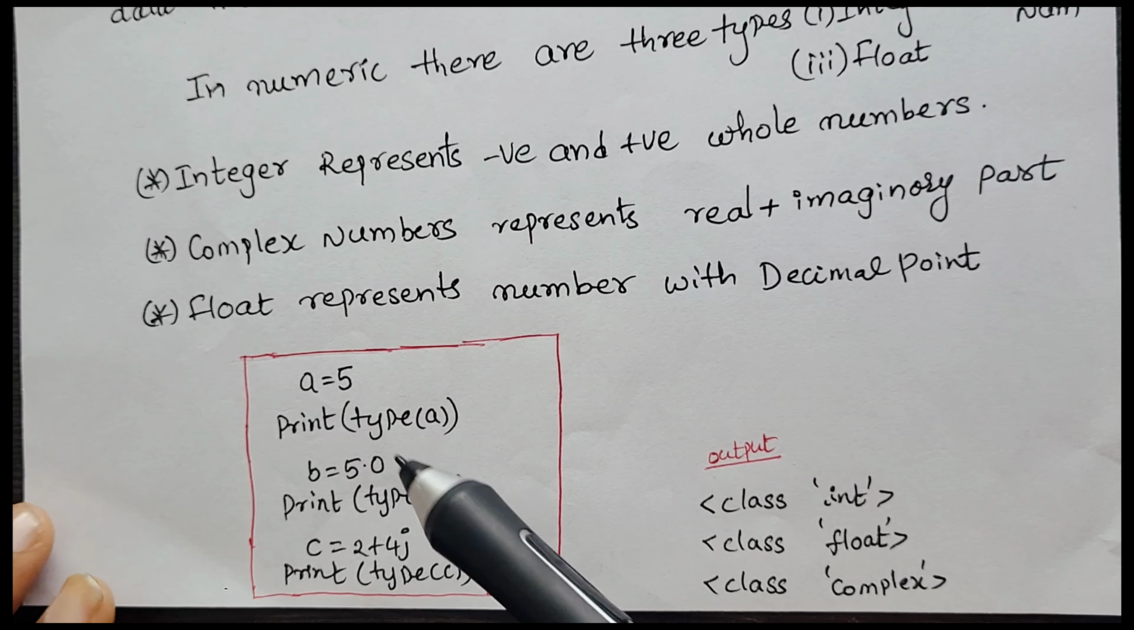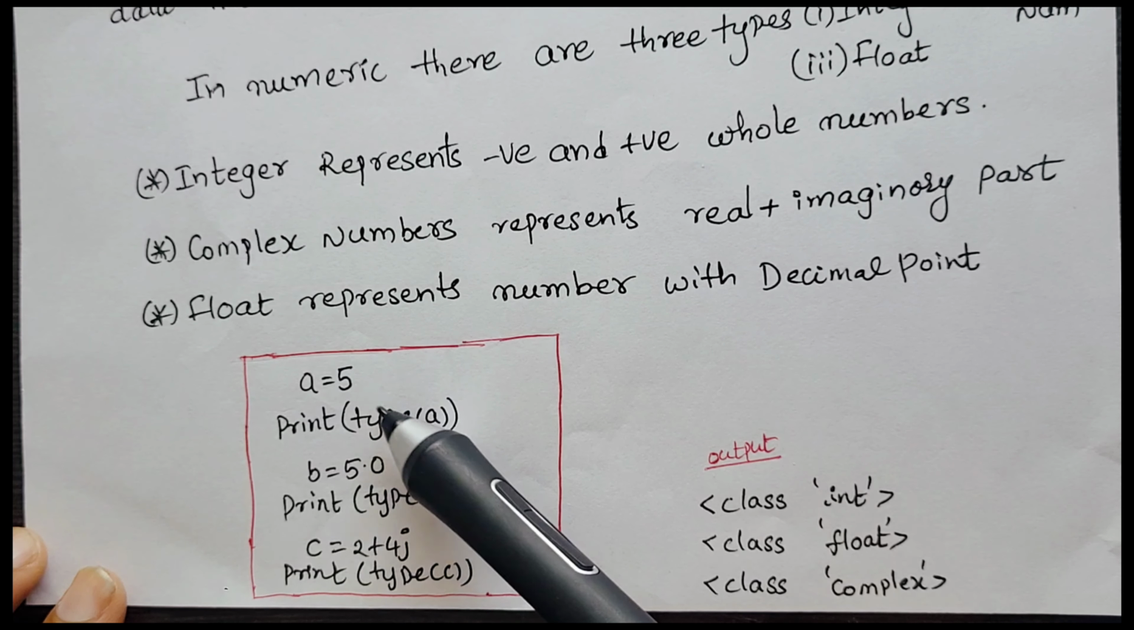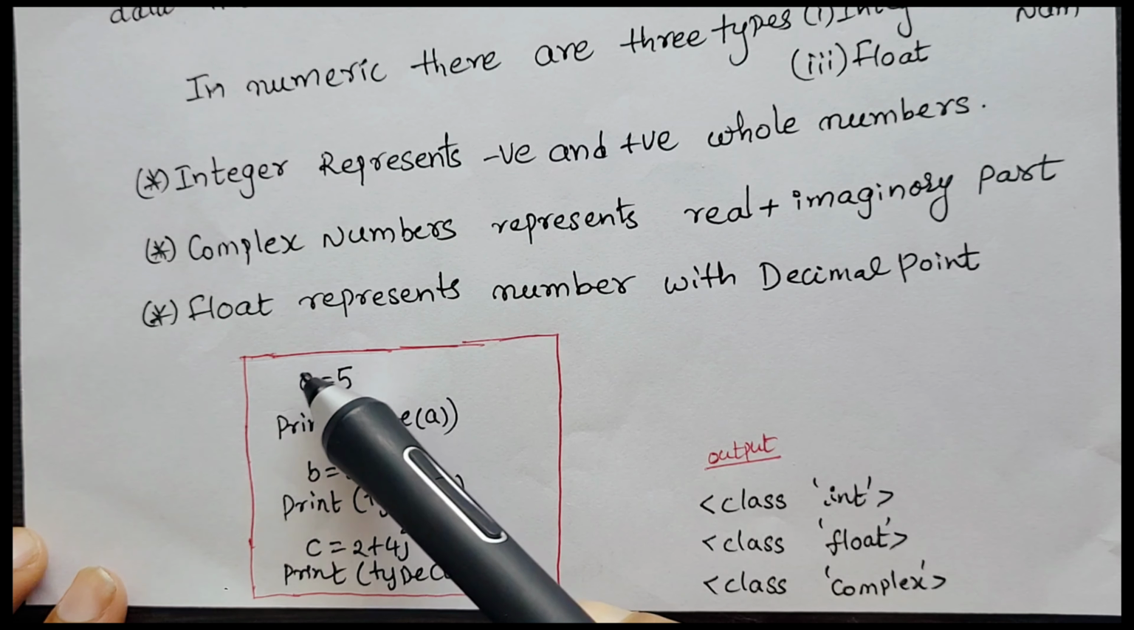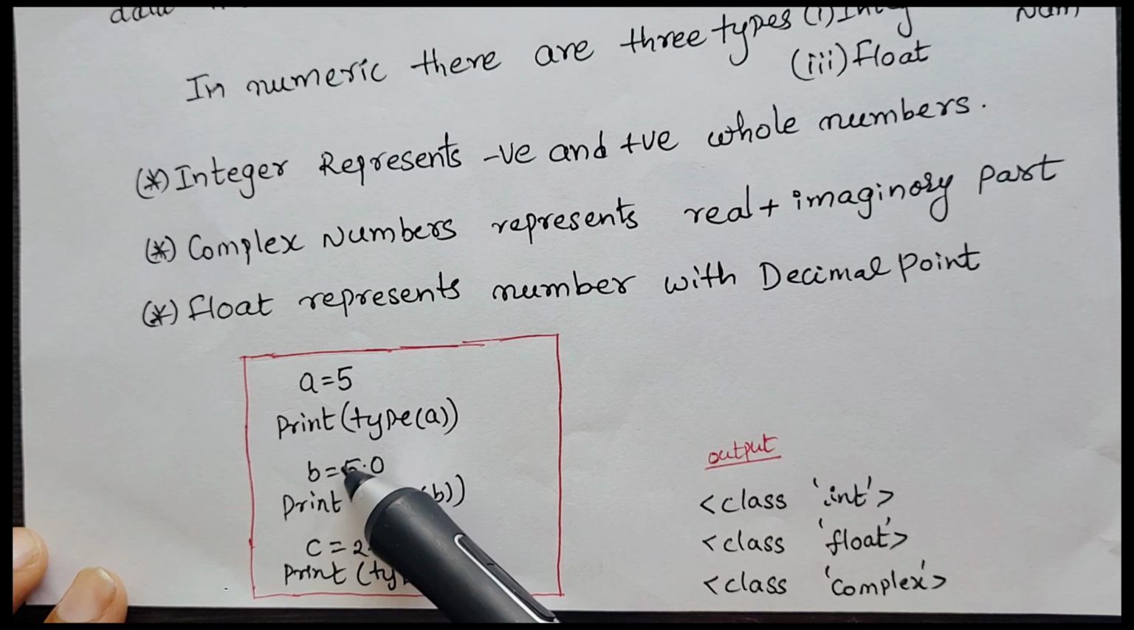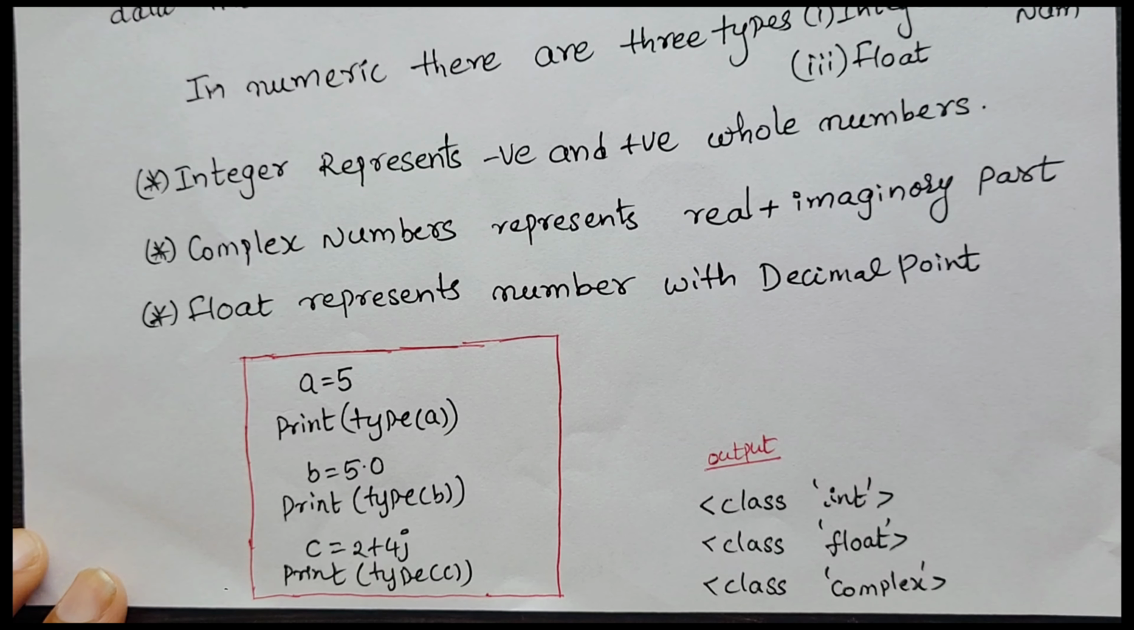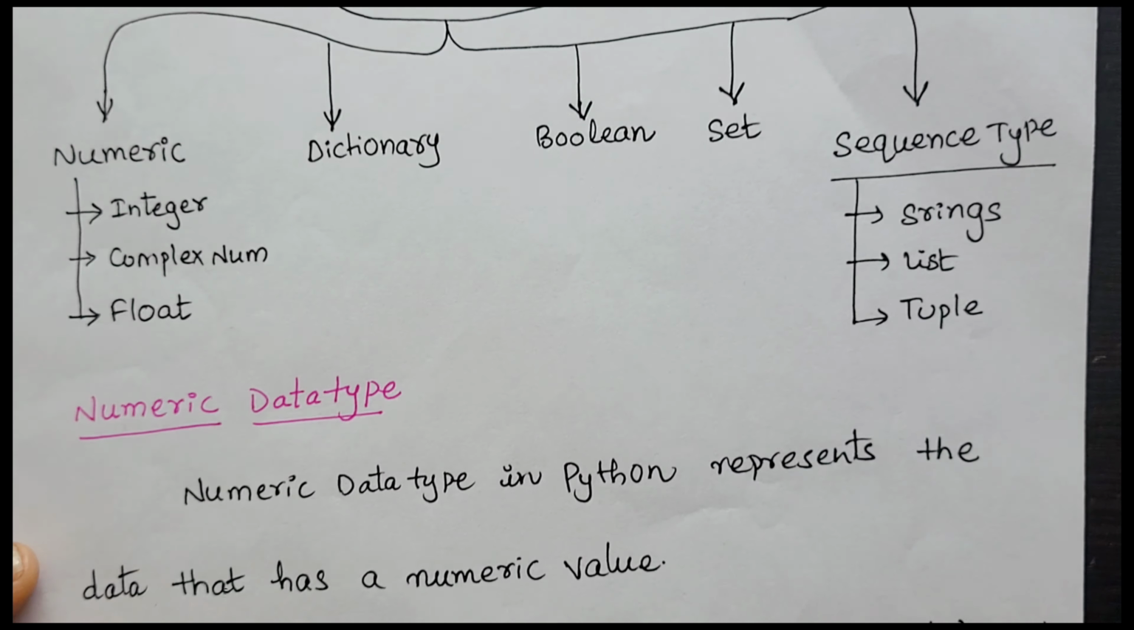So remember, type is used to define the type of the object. Here a is the object, type is integer. b is the object, type is float. c is the object, type is complex. Okay, so we completed the numeric.